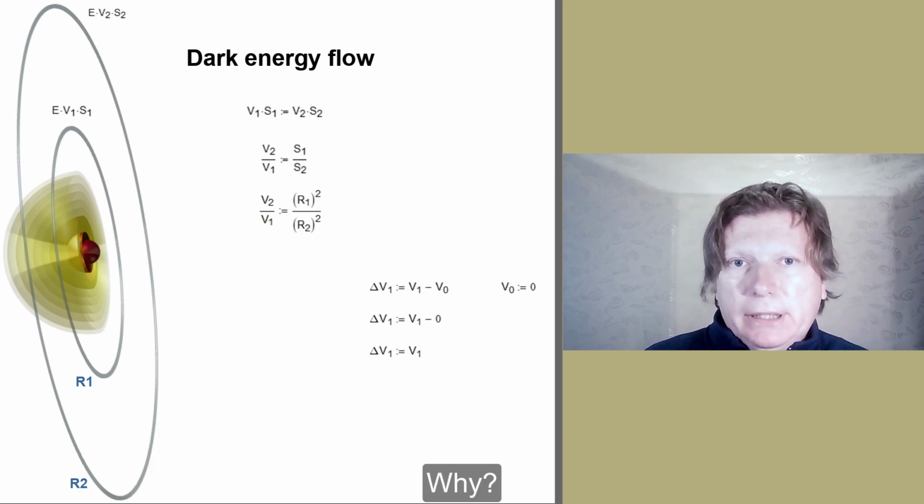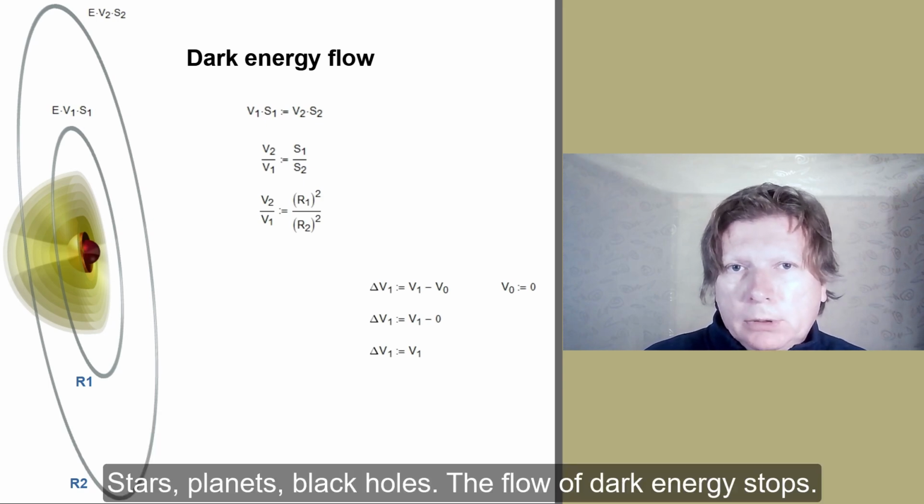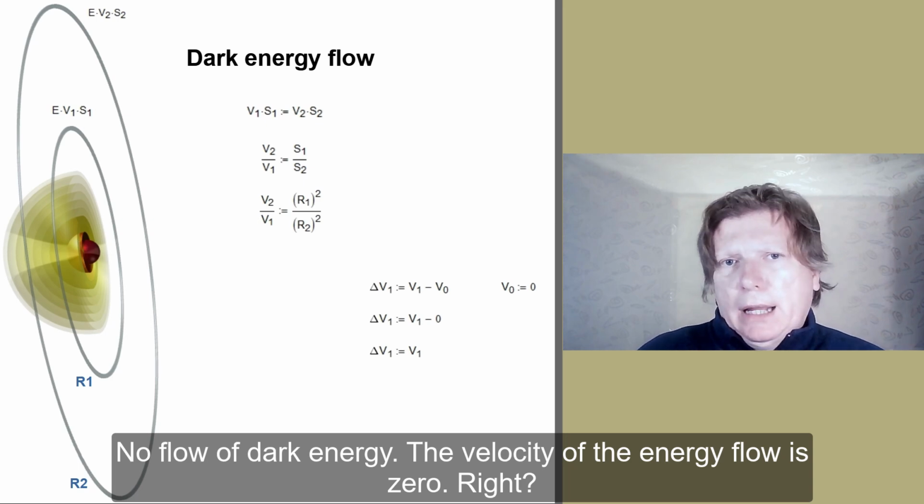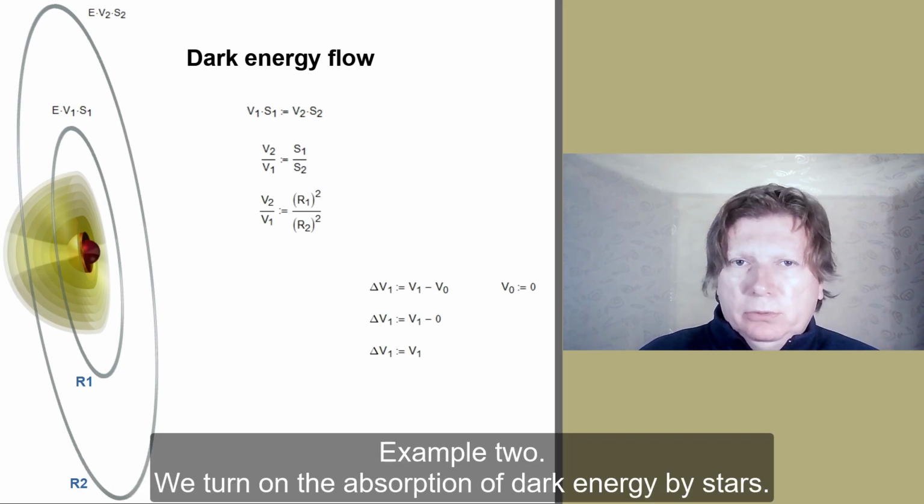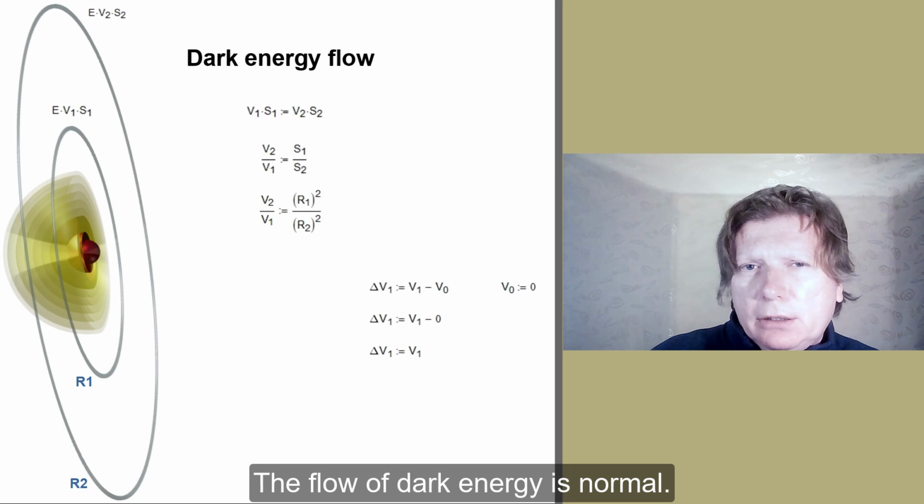Why? Example 1. We are temporarily turning off the absorption of dark energy by stars. Stars, planets, black holes. The flow of dark energy stops. No flow of dark energy. The velocity of the energy flow is 0. Right? Example 2. We turn on the absorption of dark energy by stars. The flow of dark energy is normal.